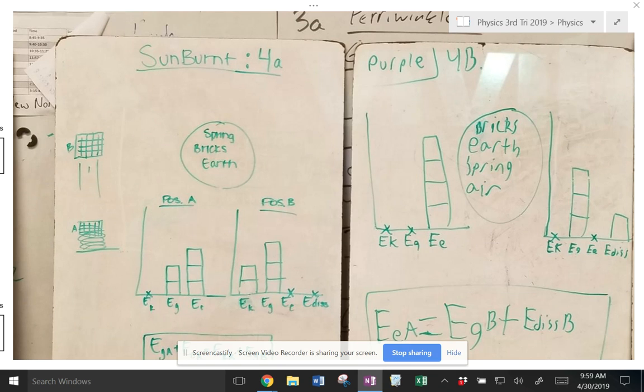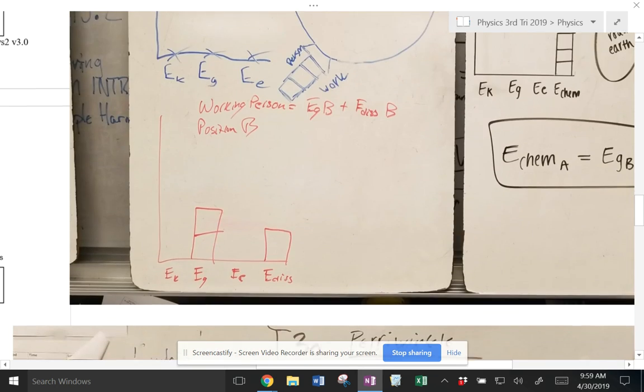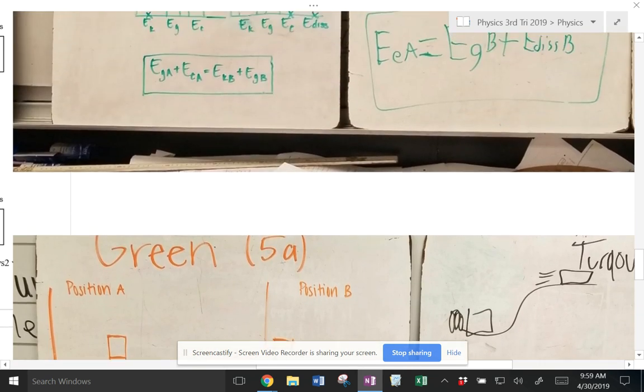And it's on a spring, so there's a lot of elastic energy. And then position B is there's some motion, but there's way more gravity with that. Will you show us your equation? There you go.